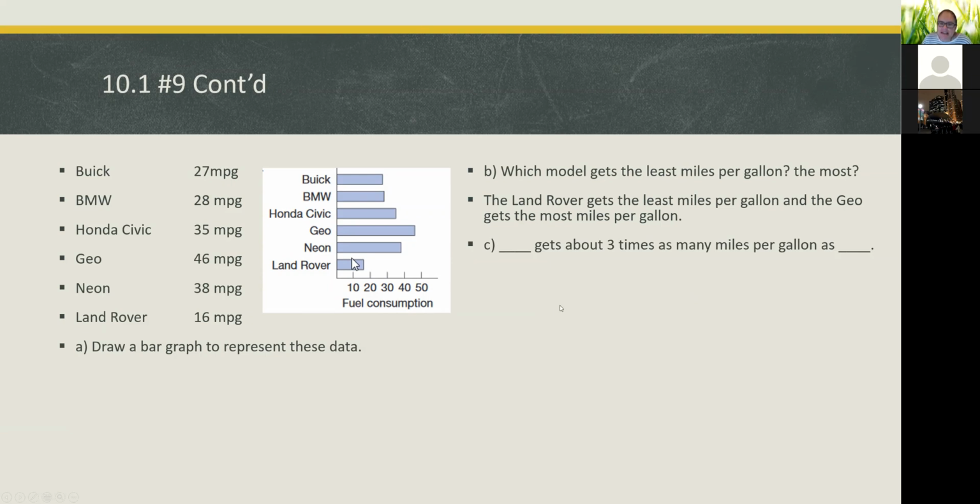Part C says blank gets about 3 times as many miles per gallon as blank. And I said that the Geo that got 46 miles per gallon got about 3 times as many miles per gallon as the Land Rover, which gets 16. Because I know 15 times 3 is 45, so that's about 3 times as many.